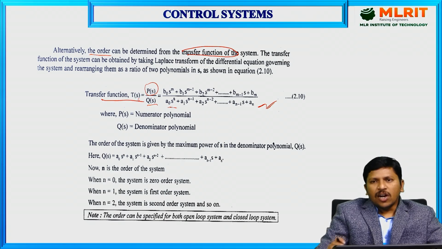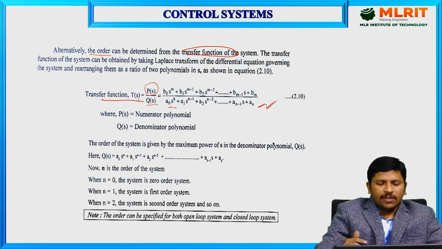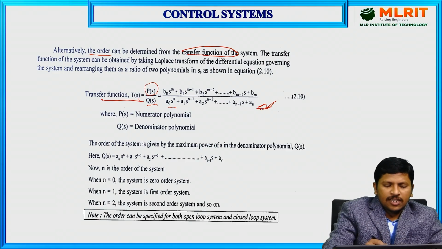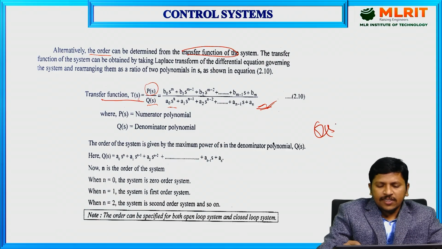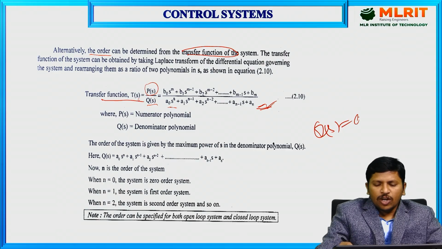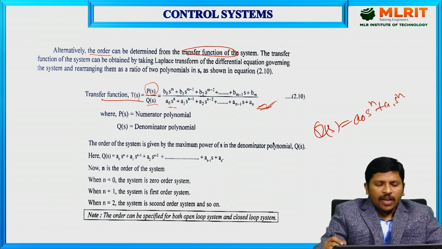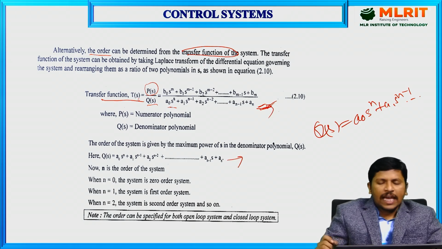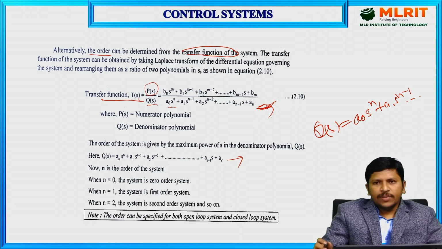For a transfer function, the denominator polynomial is considered for calculating the order of any system. Here the denominator polynomial is Q of S, which equals a naught s power of n plus a1 s power of n minus 1 and so on. I am going to consider this equation to calculate the order of the system.